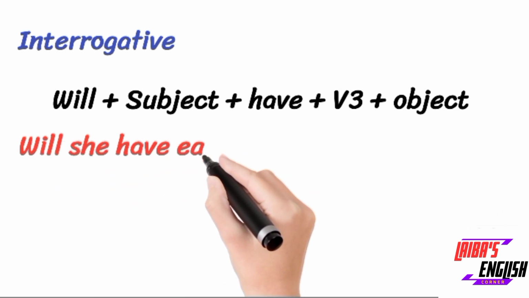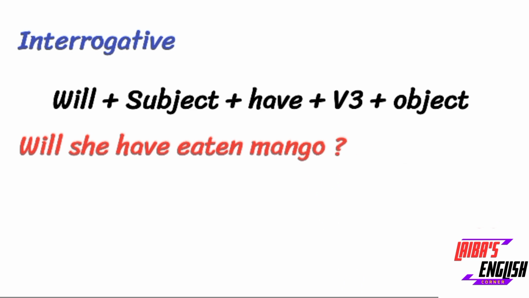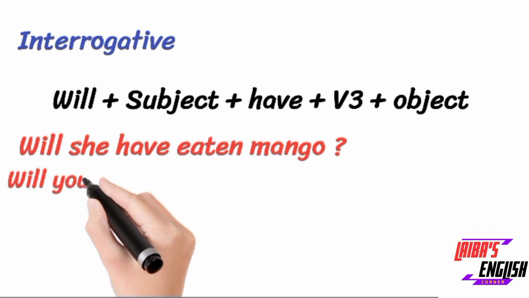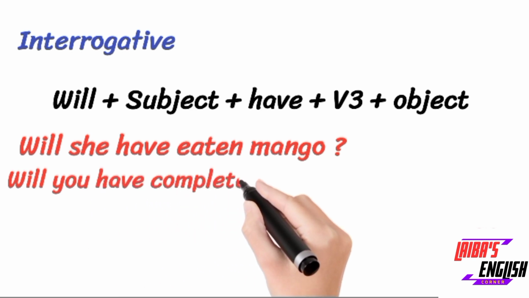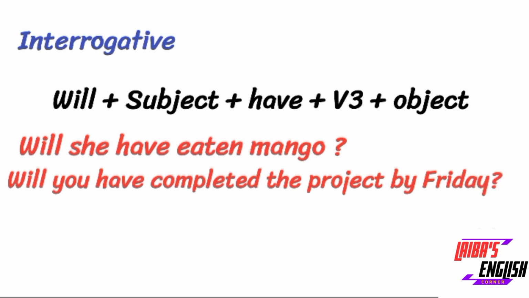So the example is will she have eaten mango? Question mark. Will as a helping verb. She as a subject. Have is used. Eat third form eaten, and mango as an object. Second example is will you have completed the project by Friday? Question mark. So here will is used as a helping verb, you as a subject, have is used, and then complete third form completed, and the project is an object.